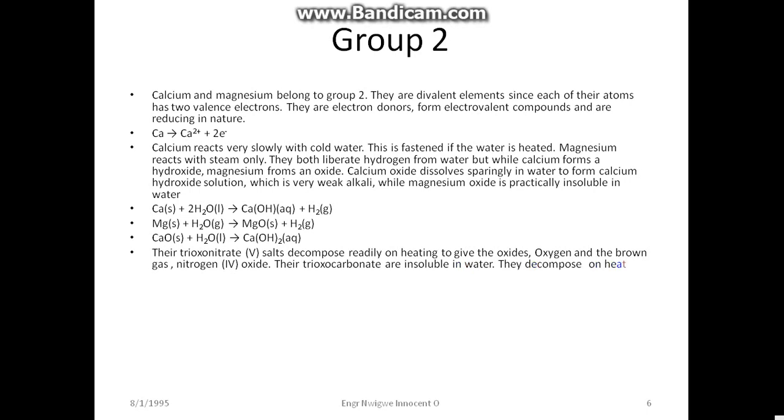The trioxonitrate 5 salts decompose readily on heating to give the oxide, oxygen and a brown gas, nitrogen 4 oxide. The trioxocarbonates are insoluble in water. They decompose on heating to give the oxide and carbon 4 oxide.